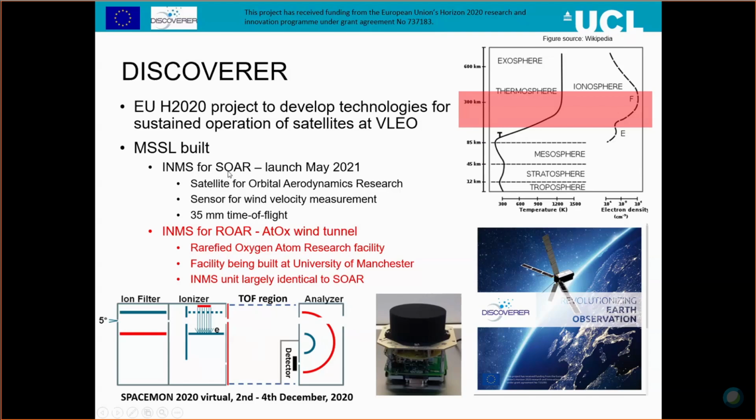The INMS for Discoverer is launching in May 2021. Currently, the instrument has been delivered. AIT is progressing on the CubeSat at GomSpace. The satellite is being built by GomSpace.